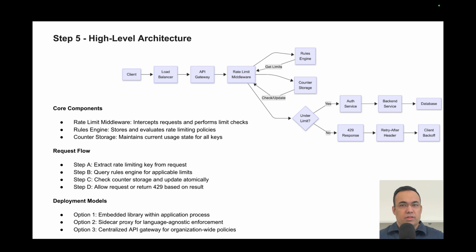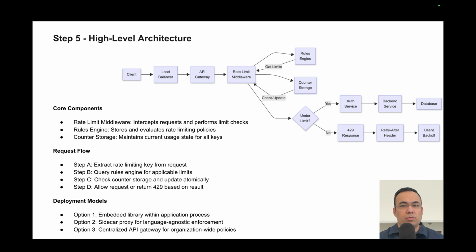Now let's talk about step 5, which is creating a high-level architecture. We need to understand the core components and how the request flows through the system. Our system should have three core components. First is the rate limit middleware, which intercepts the requests and performs limit checks. Second is the rules engine, which stores and evaluates rate limiting policies. And third is the counter storage, which maintains the current usage rate for all keys.